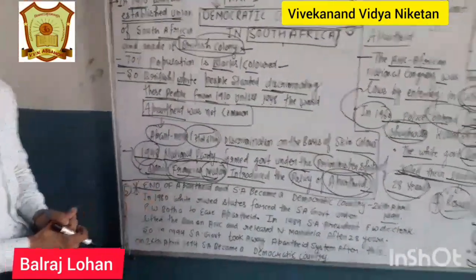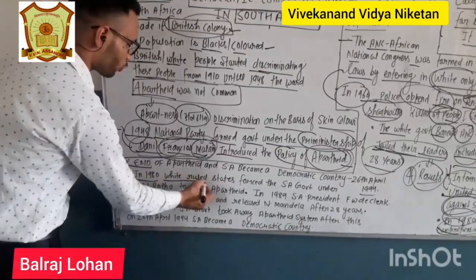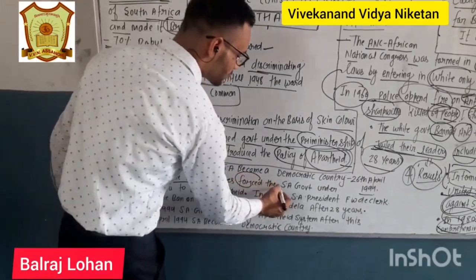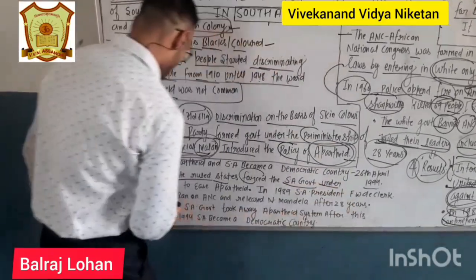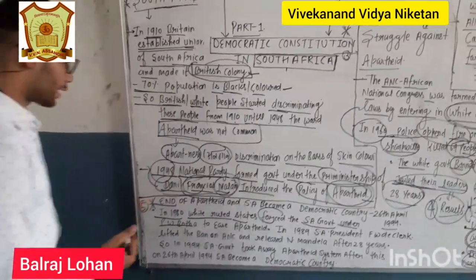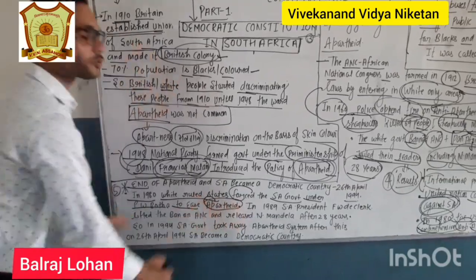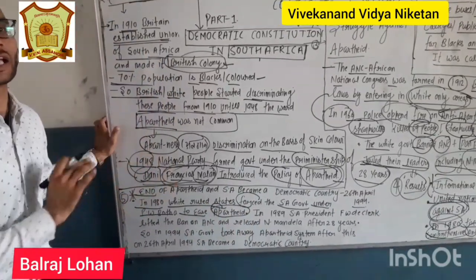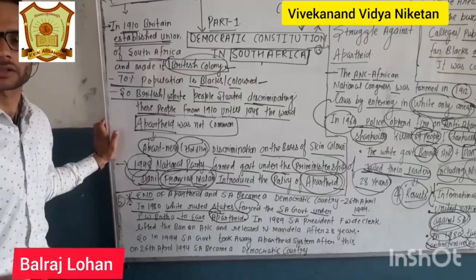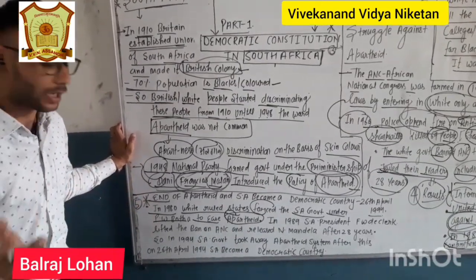How was the apartheid system ended? In 1980, white-ruled states forced the South African government under P.W. Botha, the leader of that party, to erase apartheid. To erase means we should leave this apartheid system, otherwise we will no longer be able to keep this system in South Africa.